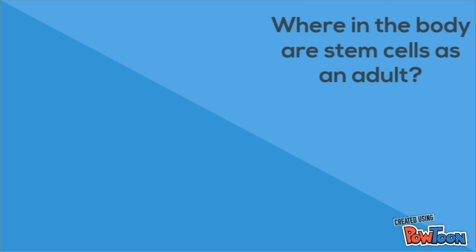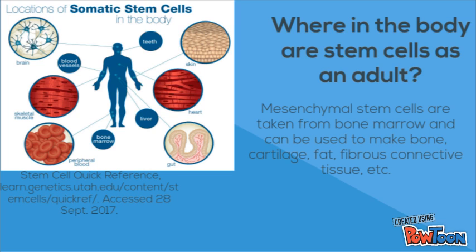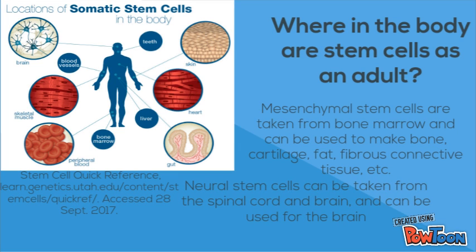Where in the body are stem cells as an adult? Mesenchymal stem cells are taken from bone marrow and can be used to make bone, cartilage, fat, fibrous connective tissue, etc. Neural stem cells can be taken from the spinal cord and brain, and can be used for the brain.